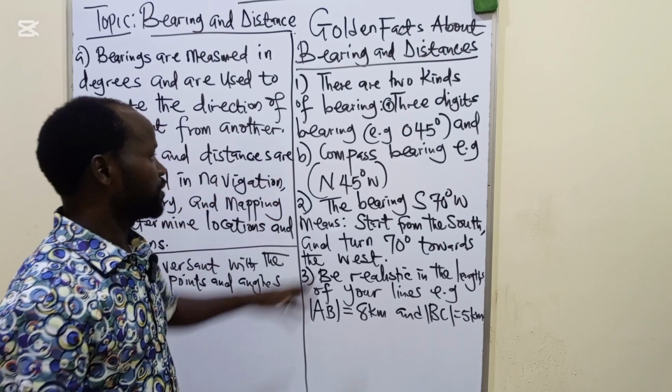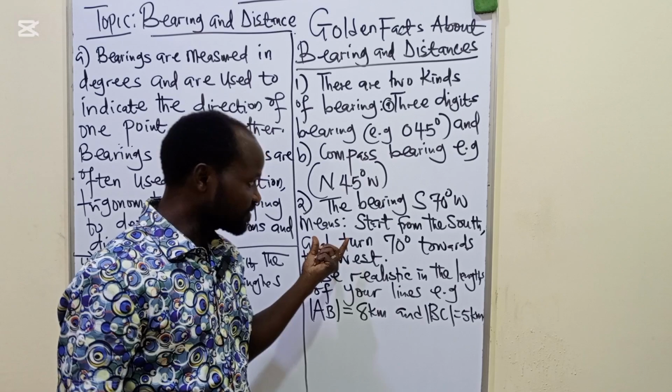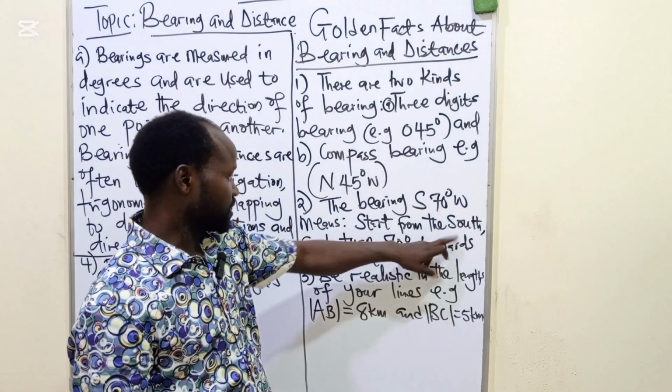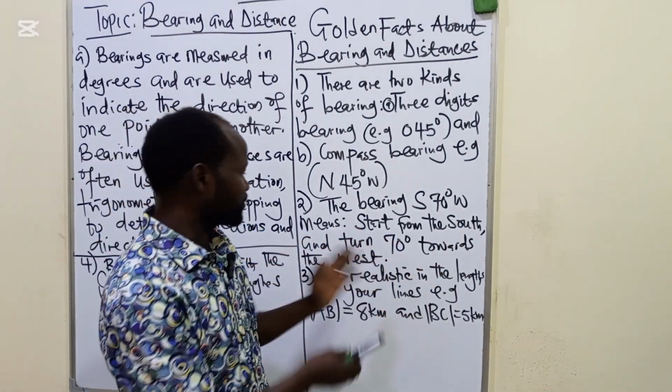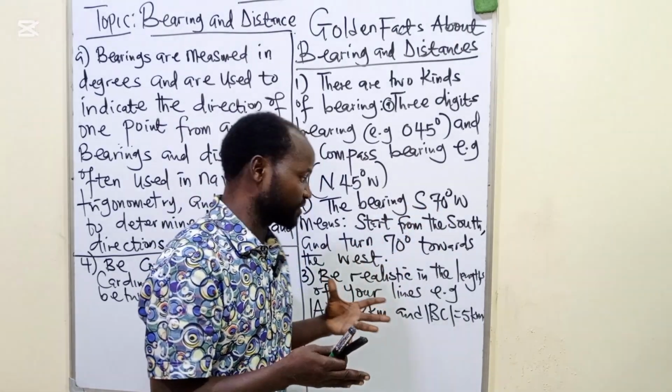Golden fact number two, the bearing 70 degrees southwest means start from the south and turn 70 degrees towards the west. This is now compass bearing.